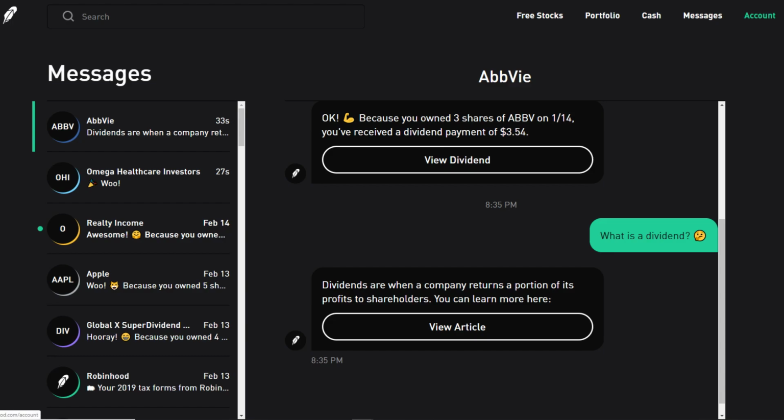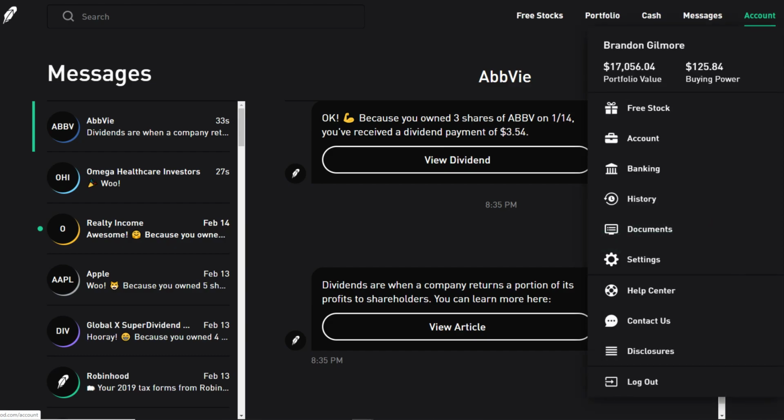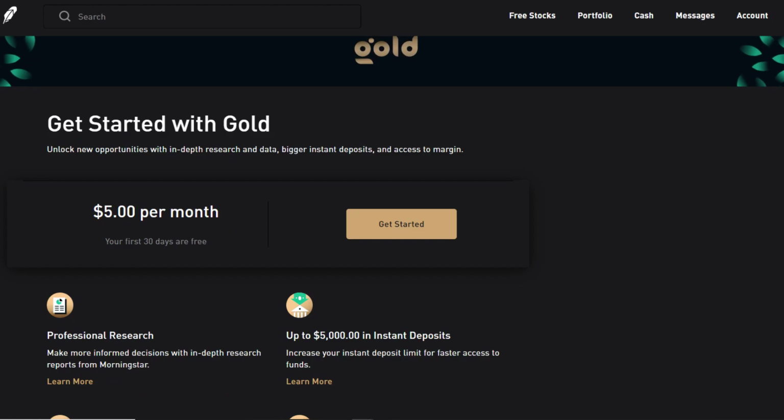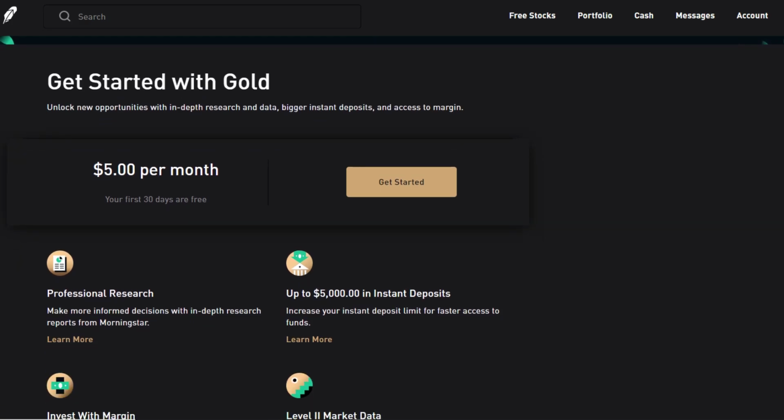Then really the main functions here. You see a lot that goes into this account tab. Obviously we have Robinhood Gold. So if we click on that, Robinhood Gold is pretty much a premium version of Robinhood. I don't currently use it, but it offers you certainly a couple different things for it. So it's a $5 per month fee. Your first 30 days are free.